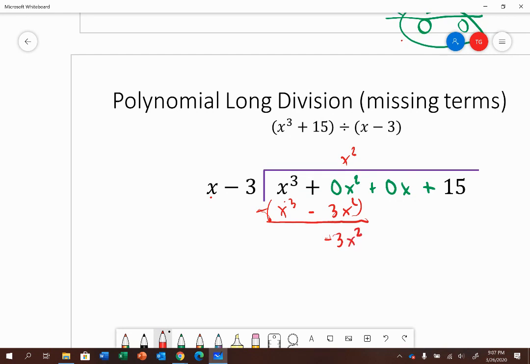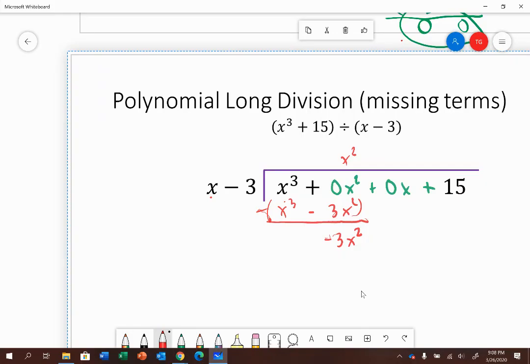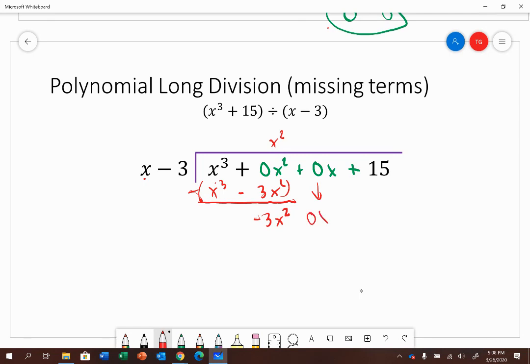Okay, now if we take that x squared and multiply it, we bring down the 0x. I'm skipping steps here. Bring down the 0x, we have plus 0x. Now we say, how many times does x go into negative 3x squared? It goes in negative 3x times. Negative 3x times x is negative 3x squared. Negative 3x times negative 3 is positive 9x. Okay, we do a subtraction. This is 0, and then 0x minus 9x is negative 9x.